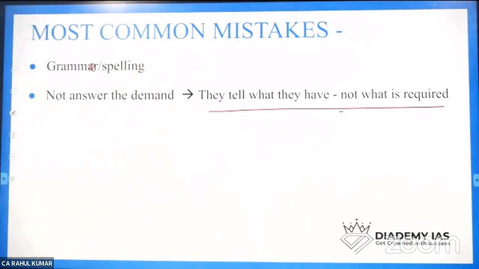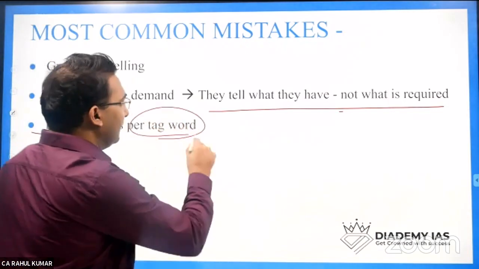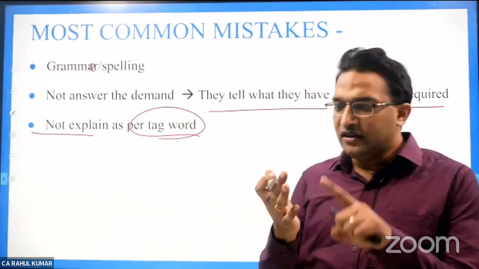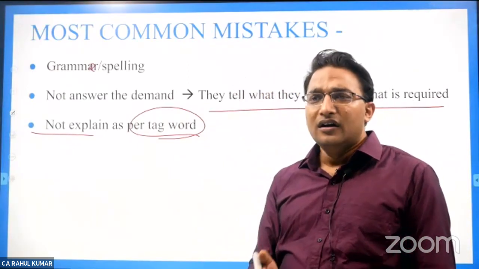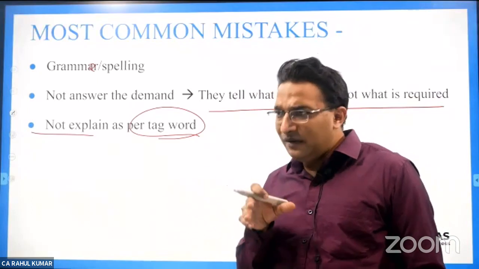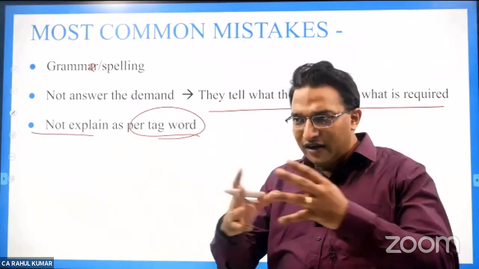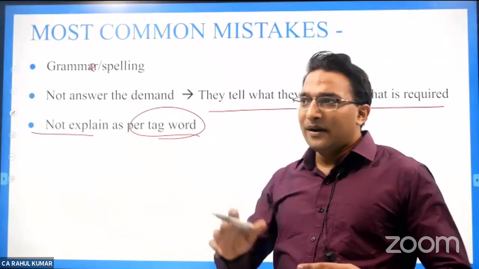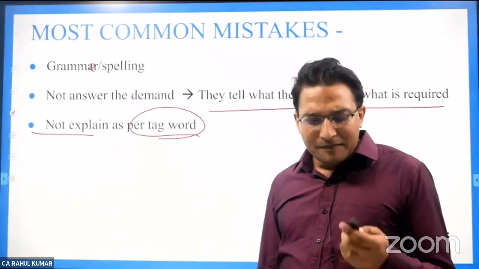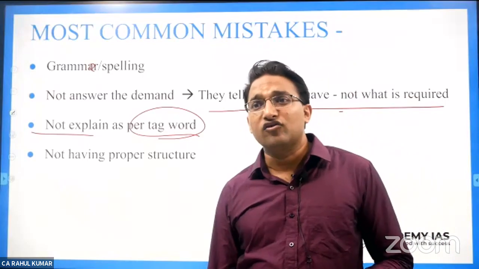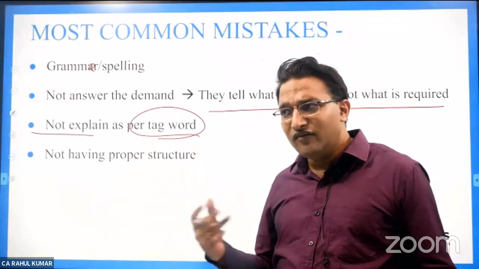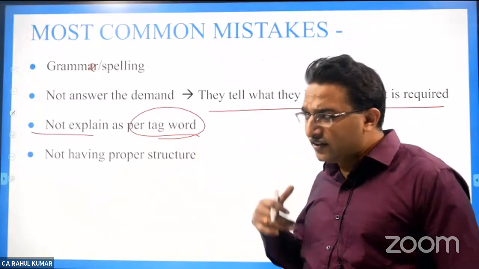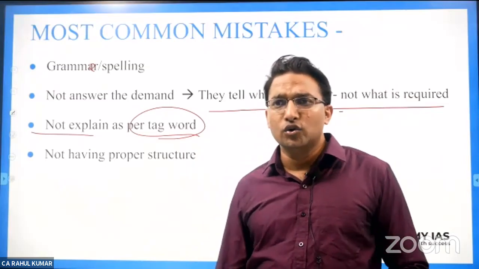So you have to actually answer the demand of the question, not explain as per the tag word. The 18 words I told you, justify, implication, critically examine, elucidate, elaborate, all of them have different meanings. Maybe there are a few words which have a very close relationship where we can't differentiate much, but in many words there is a clear indication that we have to answer in a particular way. For example, when we have to give the list, then we have to give the list only, nothing else. If we have to give the definition, then we have to give the definition. We can't do something else.